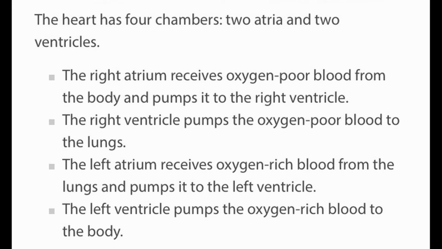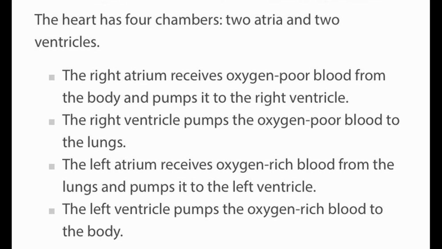Now the third one is the left atrium. It receives oxygenated blood from the lung via the pulmonary vein. So in the right atrium there is deoxygenated blood, and in the left atrium there is oxygenated blood. The fourth one is the left ventricle. It receives oxygenated blood from the left atrium via the left atrioventricular orifice and sends it to the body via the aorta.